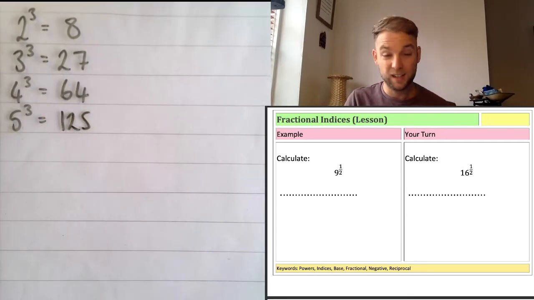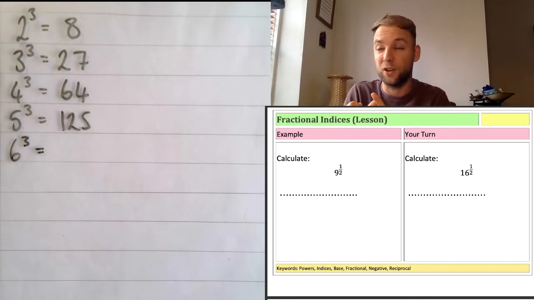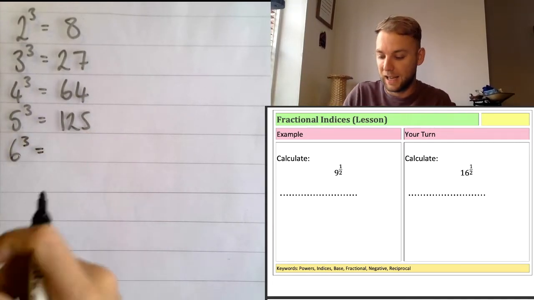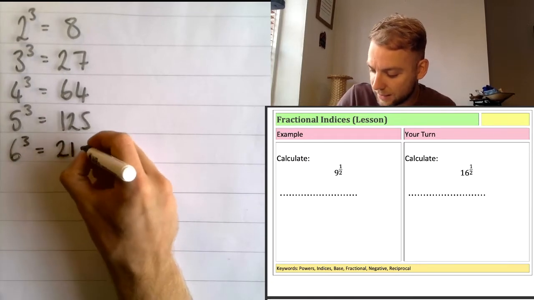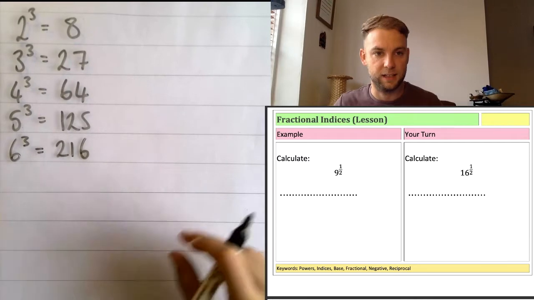And I will do 6. To be honest, this one very rarely comes up. 6 times 6 is 36, times by 6 is 216, I'm sure. I'm just going to check that. 6 times 6 times 6, 216. Yeah, good.